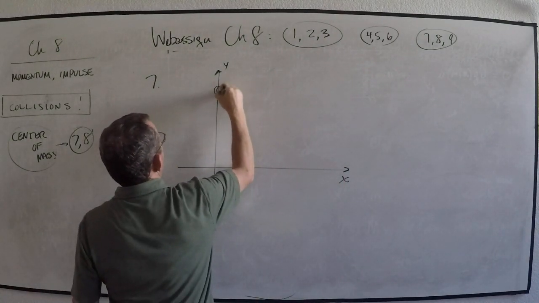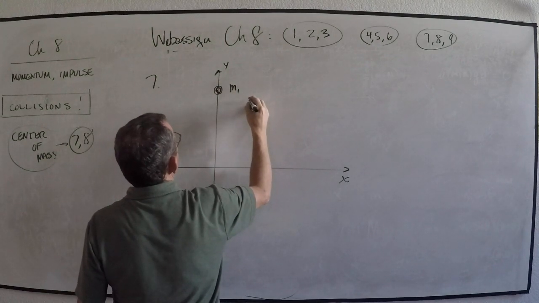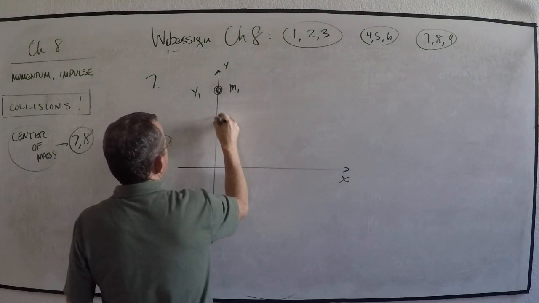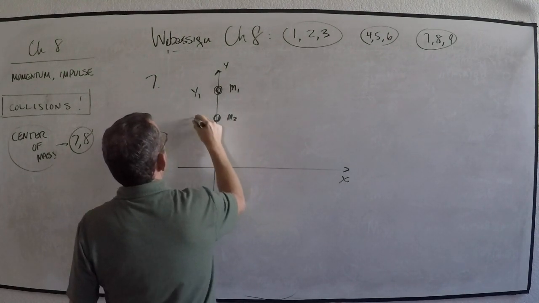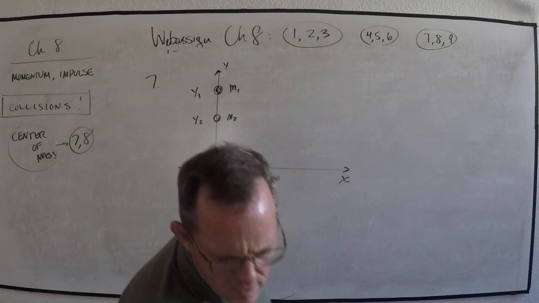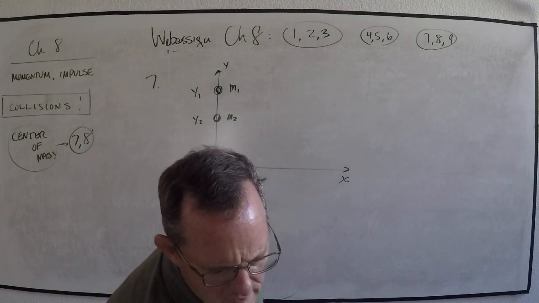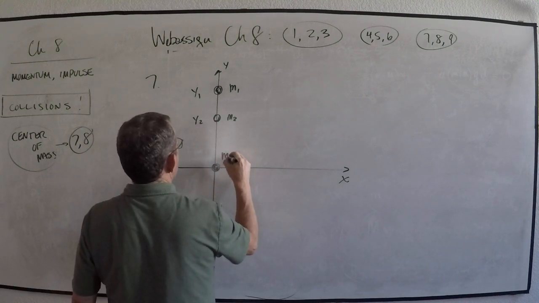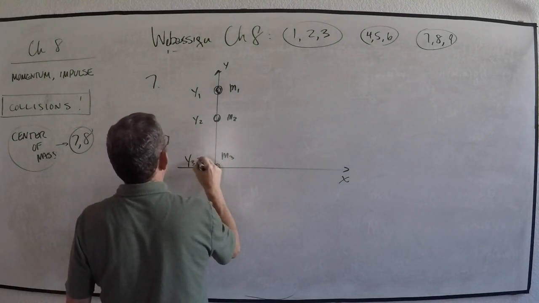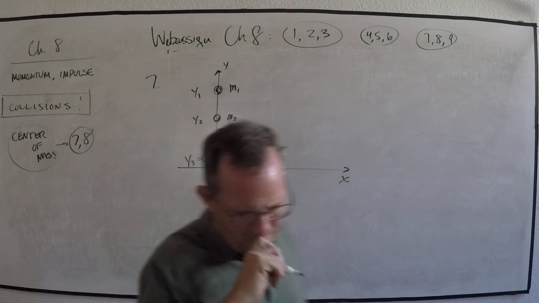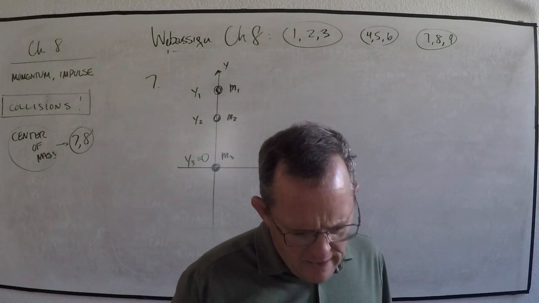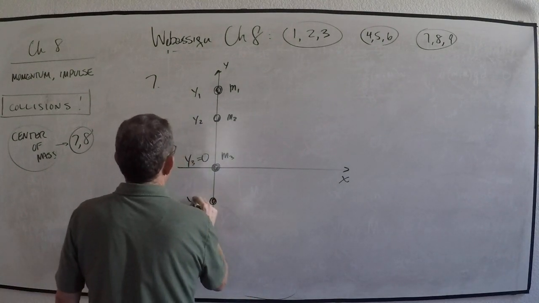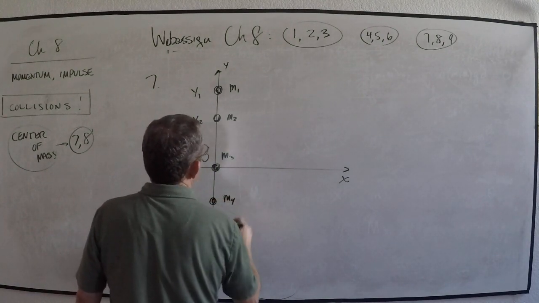They go something like, okay, so here's M1, and it's at Y1. That's its position. And then here's M2, and it's at Y2. And then one of them's at the origin. So M3 is at the origin. Y3 is equal to 0. And then the last one is at some sort of negative bit down here. So this is going to be Y4 and M4.